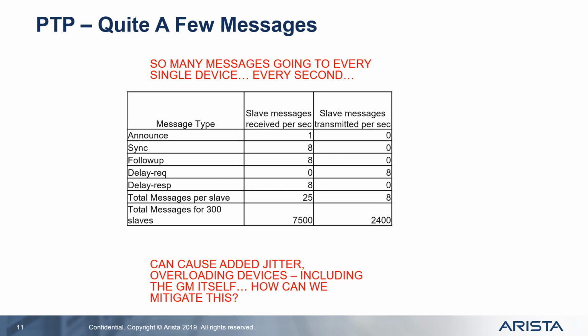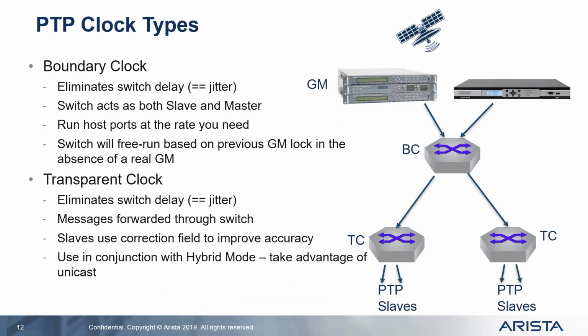As an example, a Tektronix SPG 8000A can, I think, handle about 1,024 devices without the use of what's called a boundary clock. Just because it can handle that doesn't mean you really want to. So we try to avoid inundating a slave device with this many messages. Also, it just causes extra jitter. And we never want to have jitter in the network. We want it to be as solid as possible.